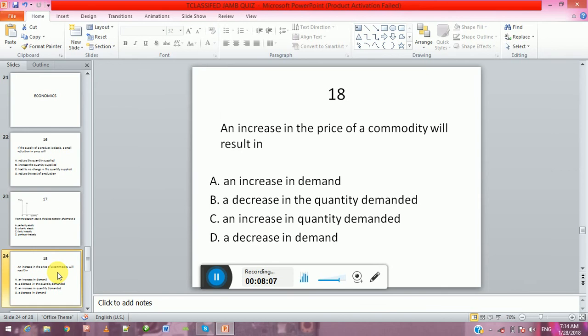An increase in the price of a commodity will result in A, an increase in demand, B, a decrease in the quantity demanded, C, an increase in quantity demanded, D, a decrease in demand.